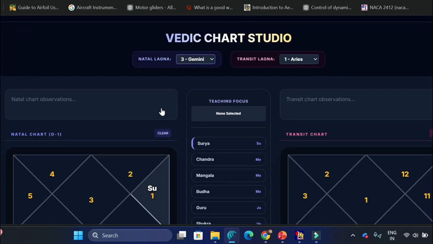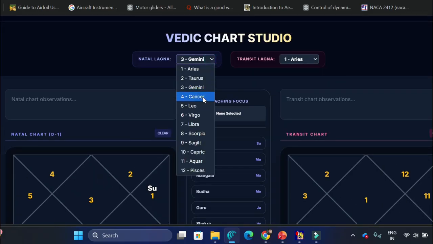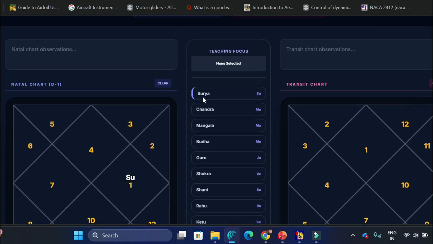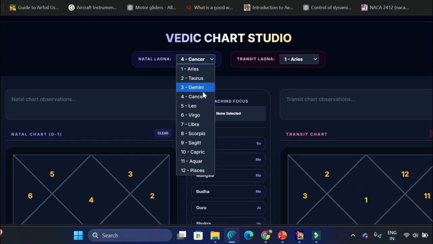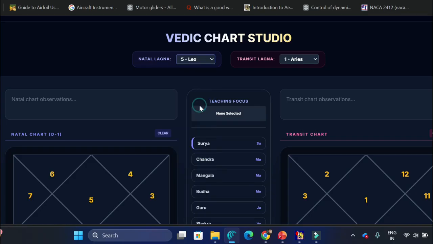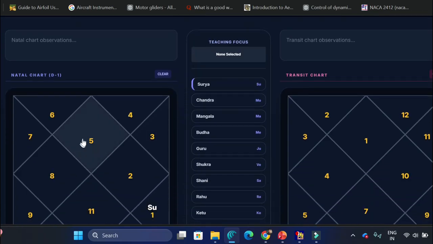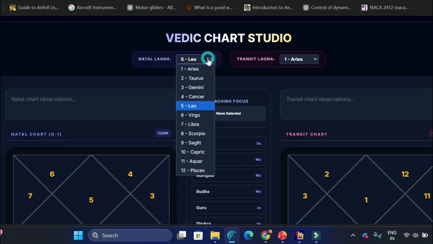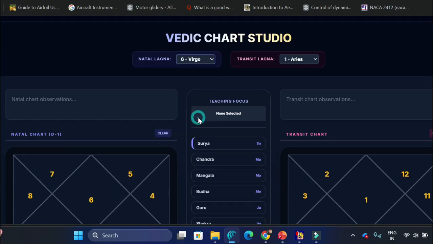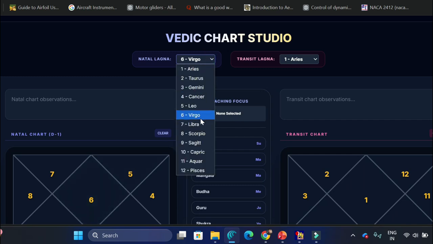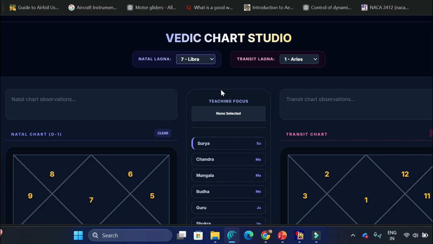Similarly for 12:30, we'll have Cancer. For 1:30 p.m., we'll get Leo. For 3:30 p.m., we will get Virgo. For 5:30 p.m., we'll get Libra. For 6:30 p.m., we'll get Scorpio.